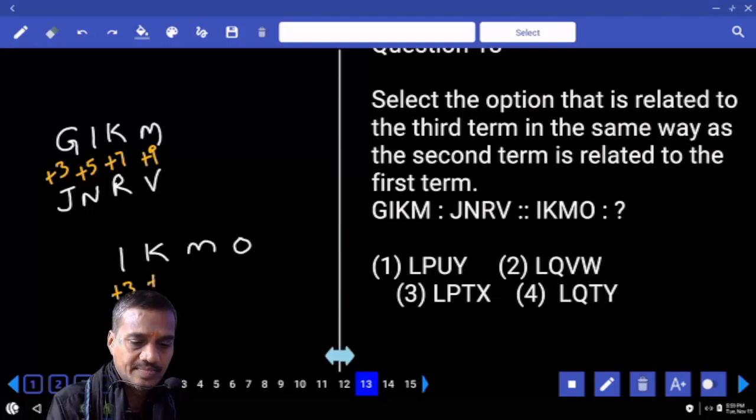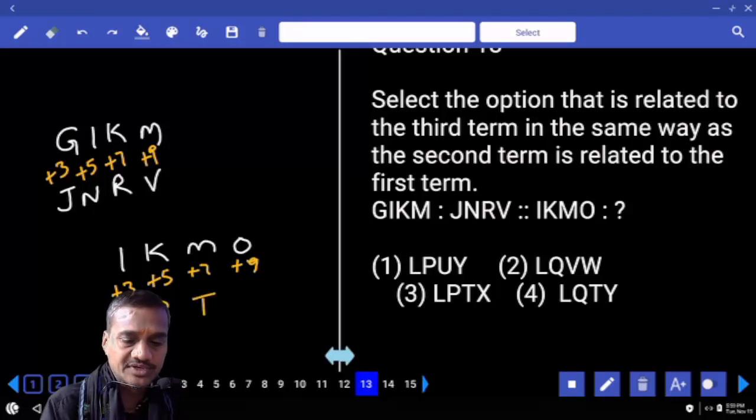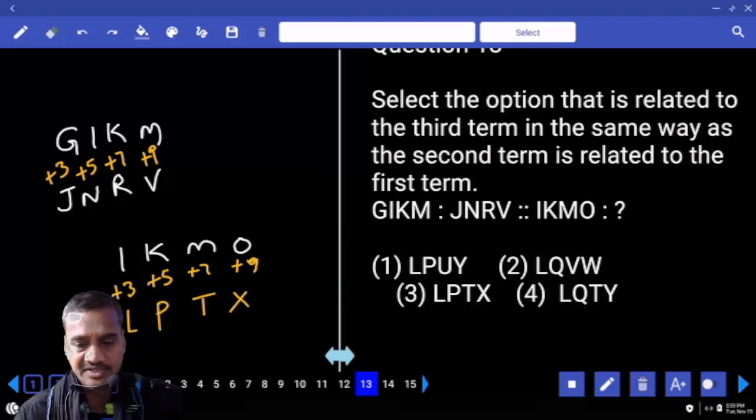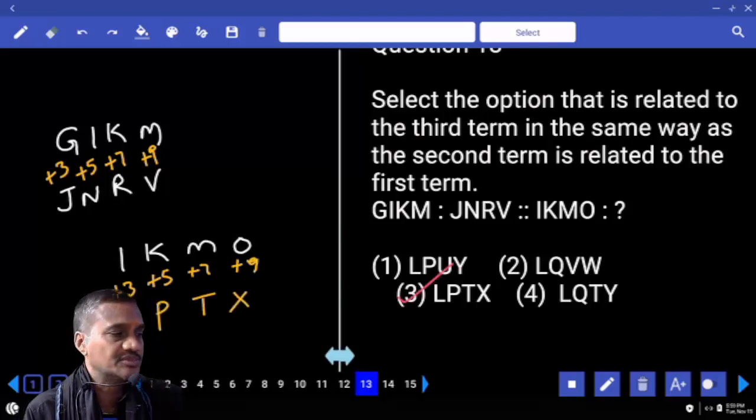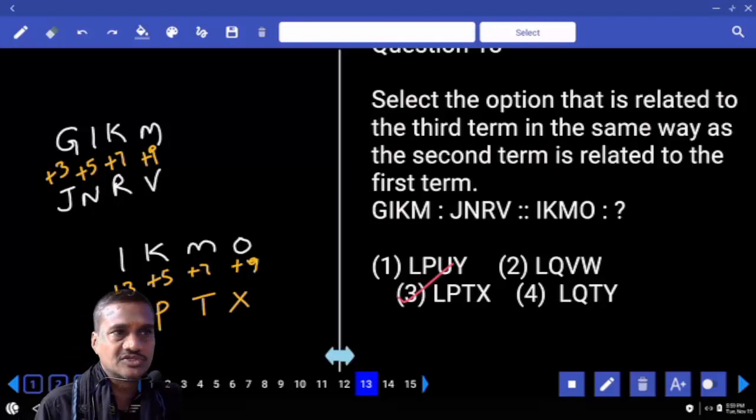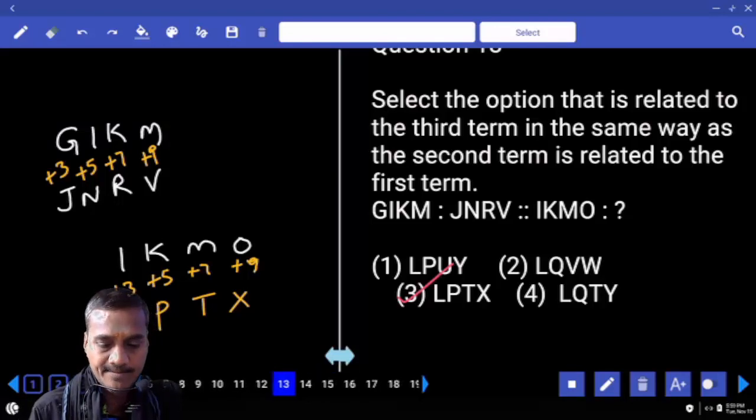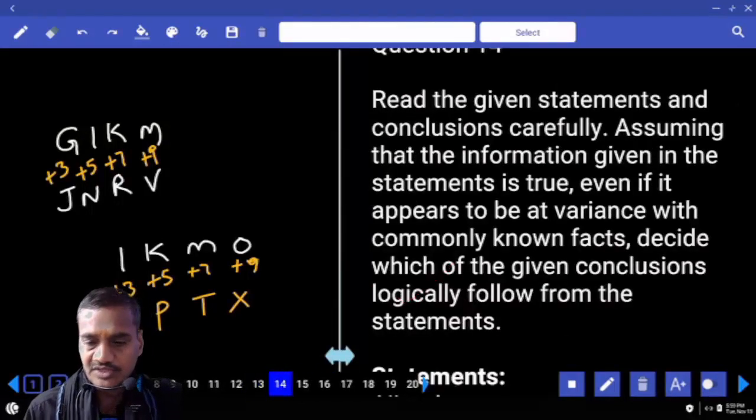Now here again, plus 3, plus 5, plus 7, plus 9. I plus 3 is L, 11 plus 5 is 16, 13 plus 7 is 20, and 15 plus 9 is 24. So LPTX, and it is choice 3, question number 13. The difference between the letters is 3, 5, 7, 9. That was the 13th one. Then the 14th one.